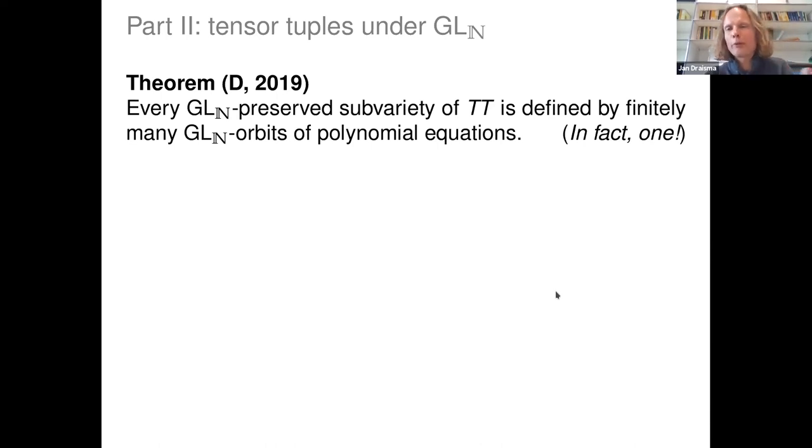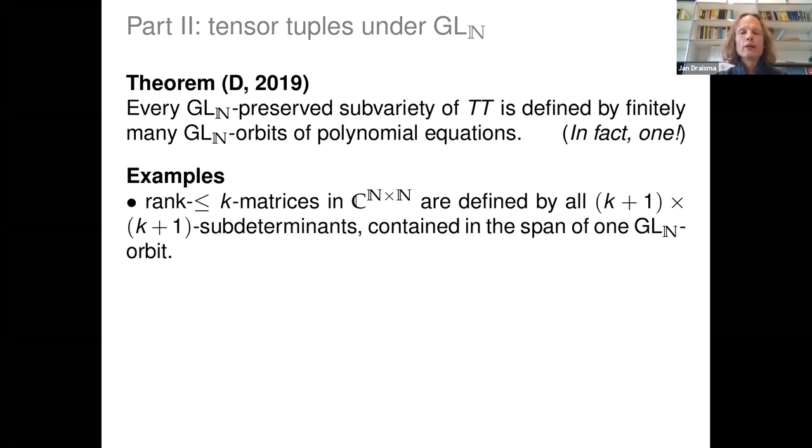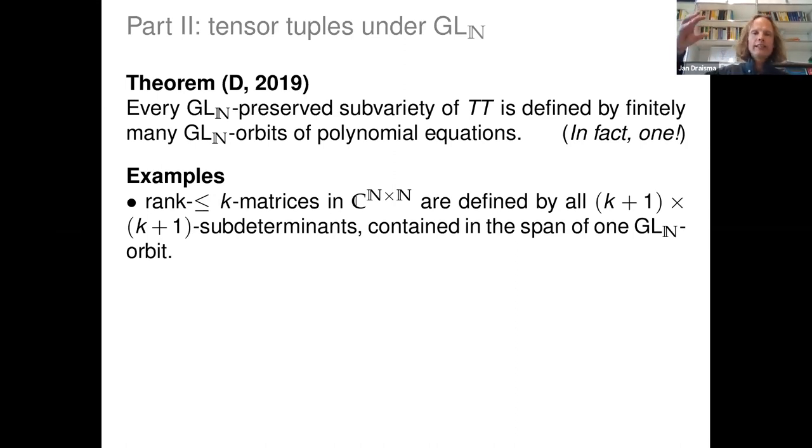So let me give you some examples of this to give you a feeling why such a statement might be true. The easiest interesting example is the space of infinite by infinite matrices of rank at most k. That's a closed subset of C to the n by n. And they are characterized by the fact that all the k plus one times k plus one subdeterminants are equal to zero. And it's a small exercise to show that all of these subdeterminants are in fact in the span of one GL infinity orbit, where GL infinity, as I said, acts by G and G transposed from the left and from the right on the matrix.